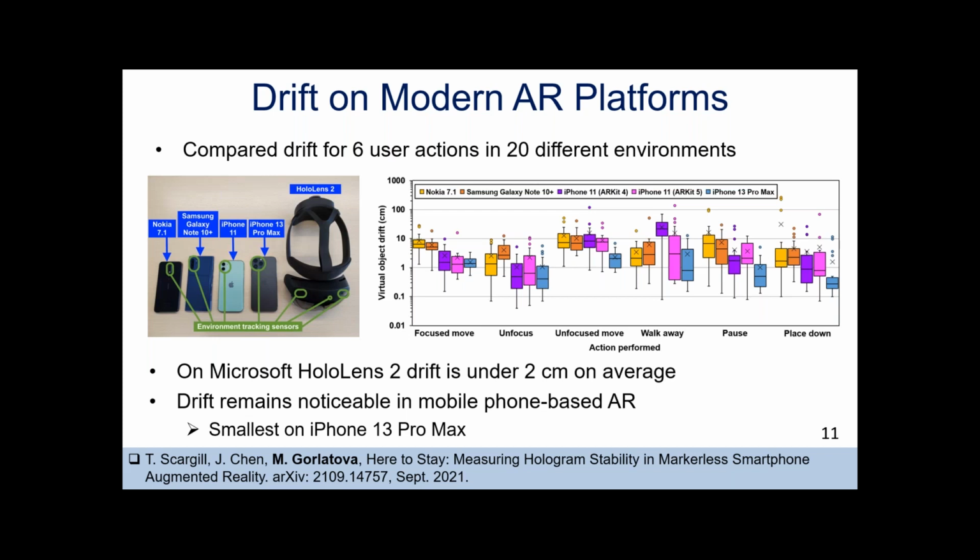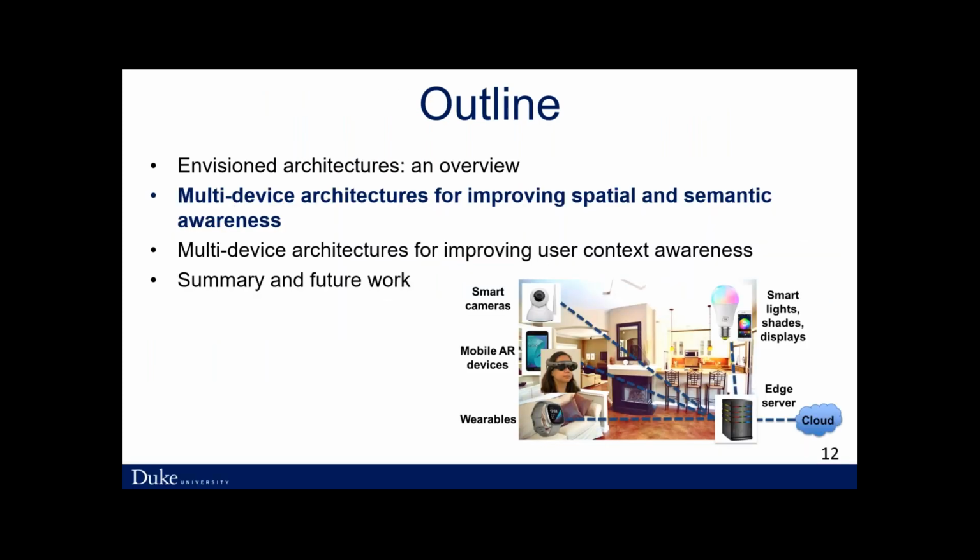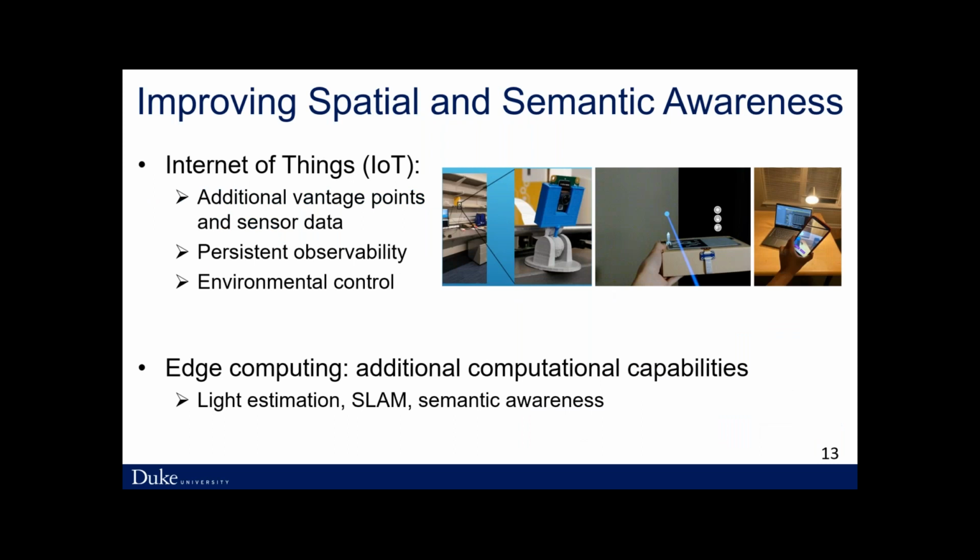So I'll talk about our work on using multi-device architectures for improving spatial and semantic awareness for augmented reality, improving the understanding of the topology of the real world and the nature of the contents in it. And this is where we can use IoT devices to get additional vantage points that can help us do better in estimating the state of the world. So we can have additional captures that help us run SLAM algorithms and additional captures that help us identify objects in the environment, as I'll describe briefly.